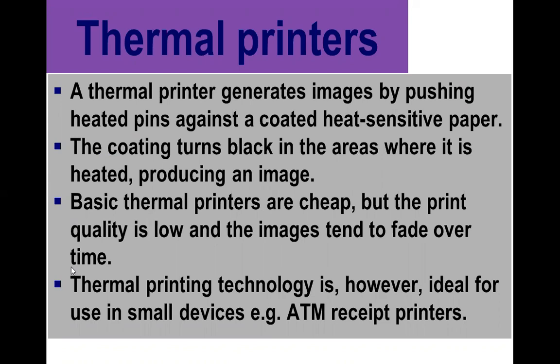We have the thermal printers, as another example of the non-impact printers. A thermal printer generates images by pushing heated pins against a coated heat-sensitive paper. So the coating turns black in the areas where it is heated, producing an image. Basic thermal printers are cheap, but the print quality is low, and images tend to fade over time.